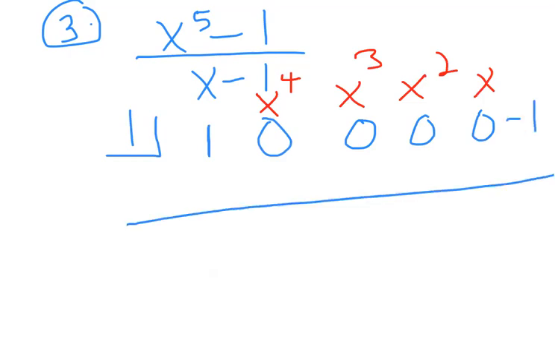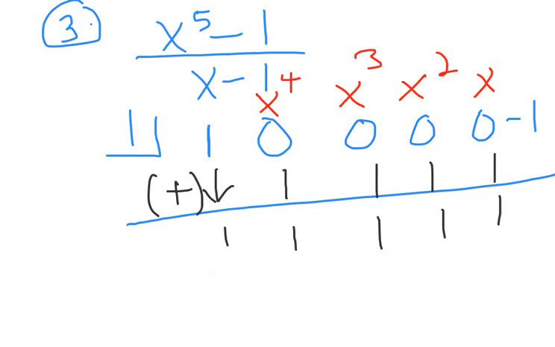You're ready to go ahead and carry out the process. Drop the 1 and multiply. 1 times 1, that's 1. We add, we get 1. 1 times 1 is 1, we add, we get 1. 1 times 1 is 1, we add, we get 1. 1 times 1 again is 1, we add, we get 1. 1 times 1 for the final time. Oh my goodness, we get 0. Now, because you're ending up with 0 as the last value, there's no remainder.